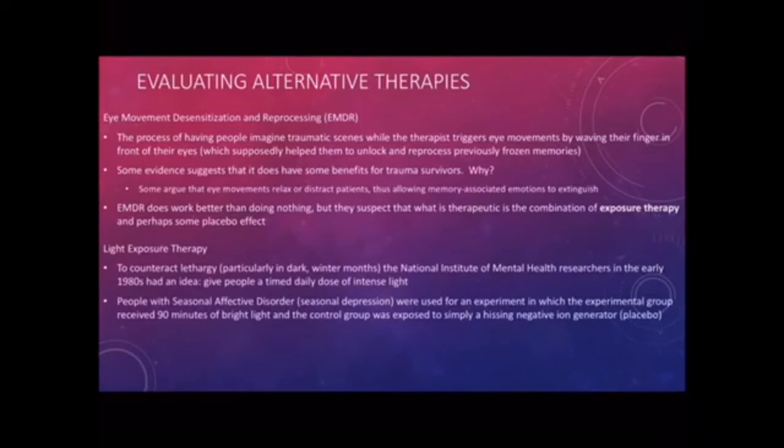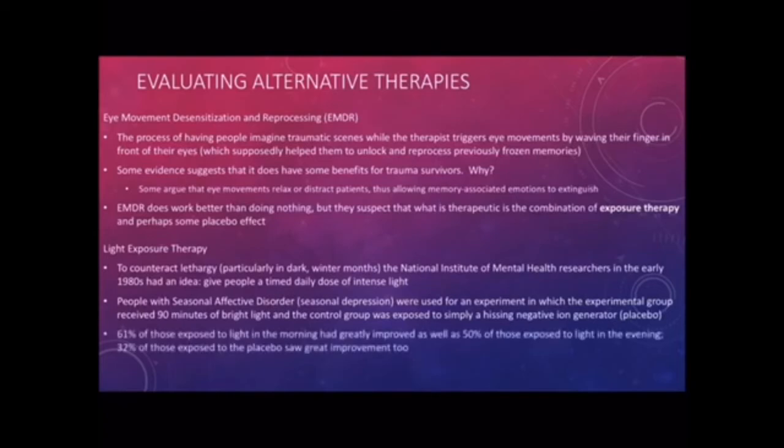So we use people with seasonal affective disorder for this experiment, where the experimental group got 90 minutes of bright light, and the control group was just exposed to this hissing negative ion generator. It's a placebo. And so both of them had coverings over their eyes, and so they couldn't actually tell if there was light around them or not. And so one group got actually the bright light, and then the other people just got a sound that made them think that something was on. And that was the control group, the placebo.